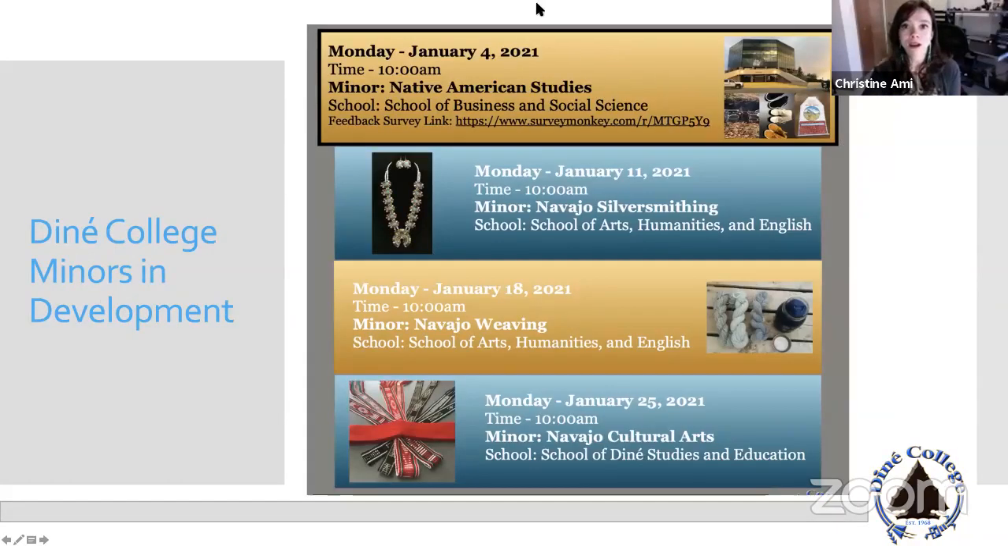So when we take a look at the minors that are currently in development, these are the 4 minors that I'm overseeing at the moment. Not to say that there aren't others coming, but as of right now, these are the ones that we're taking a look at. And today we're going to focus on the Native American Studies minor.